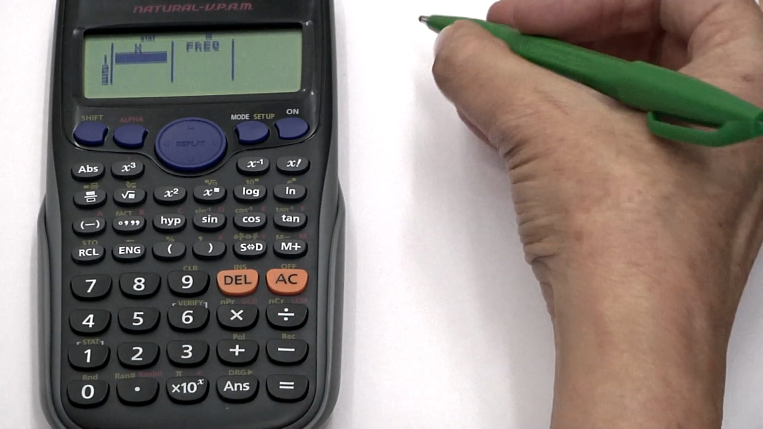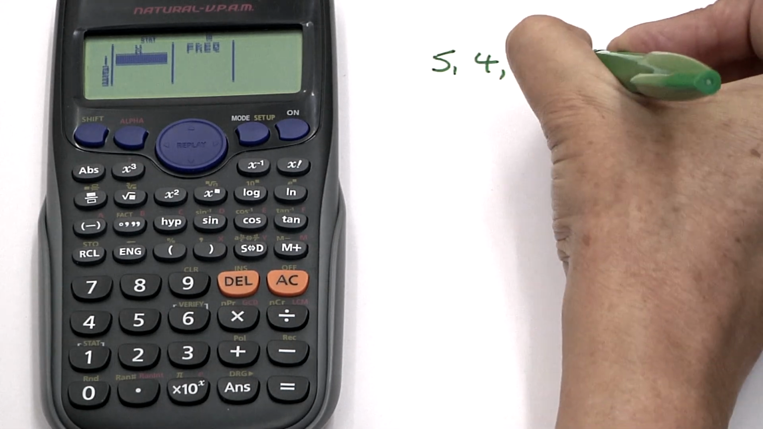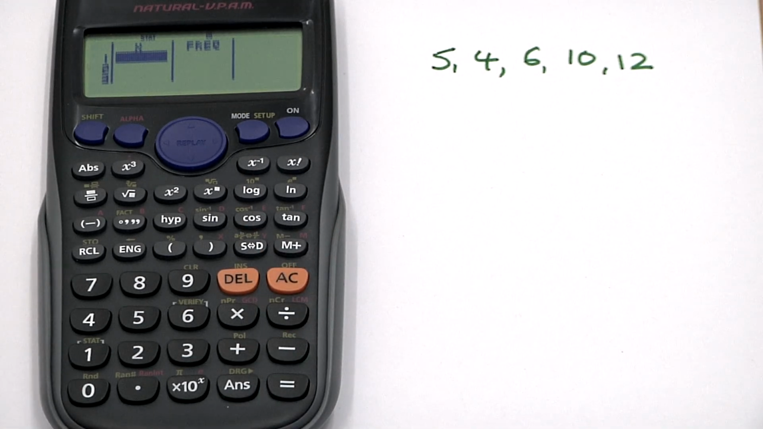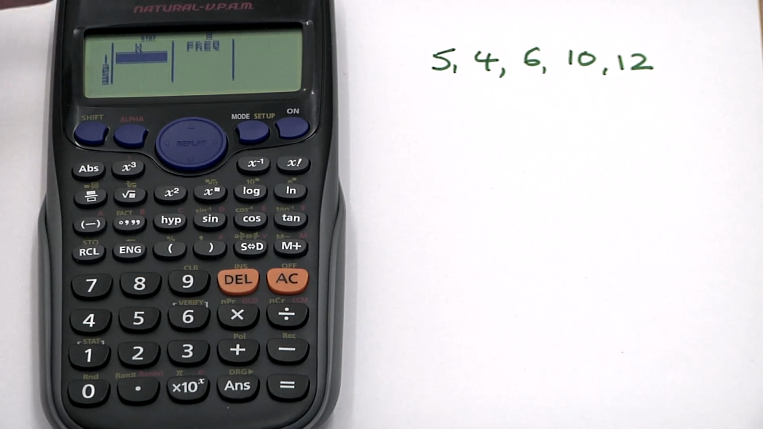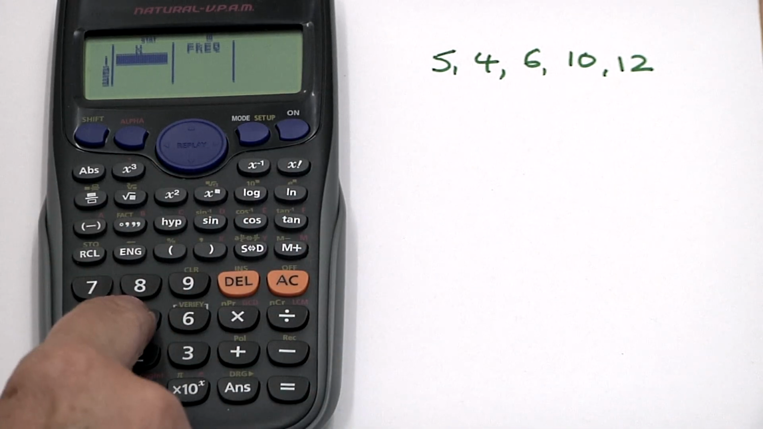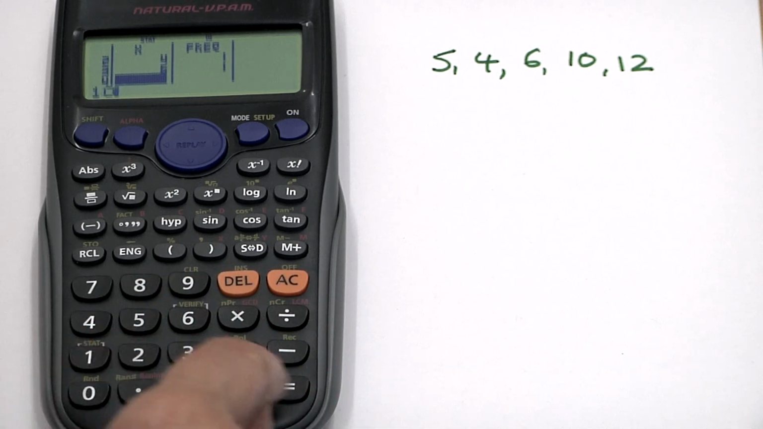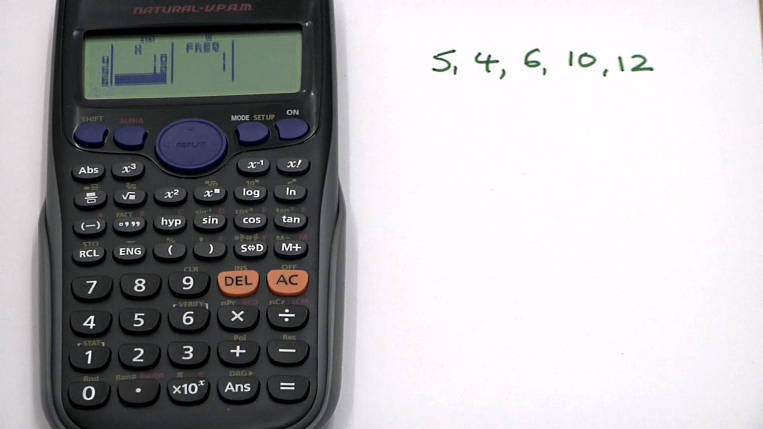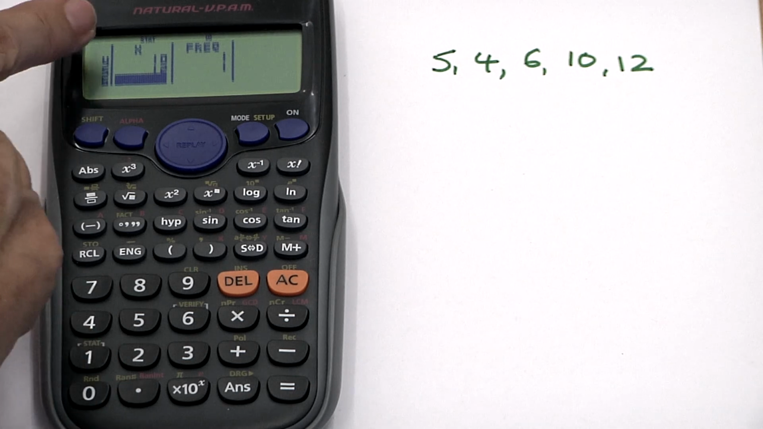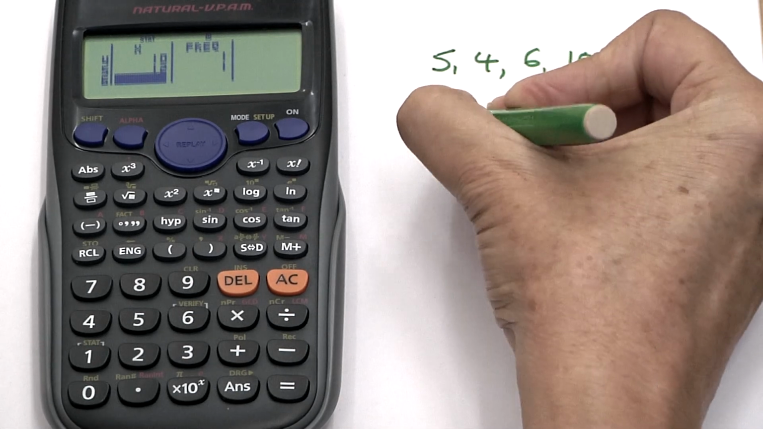Suppose we want to calculate the mean of these numbers: 5, 4, 6, 10 and 12. I just made them up. Then, having got into stats mode, we have the opportunity of putting the numbers in, and we just put them in. 5 equals, 4 equals, 6 equals, 10 equals, and 12 equals. We have to put equals to make it go into its little memory, and then we have to press the AC.